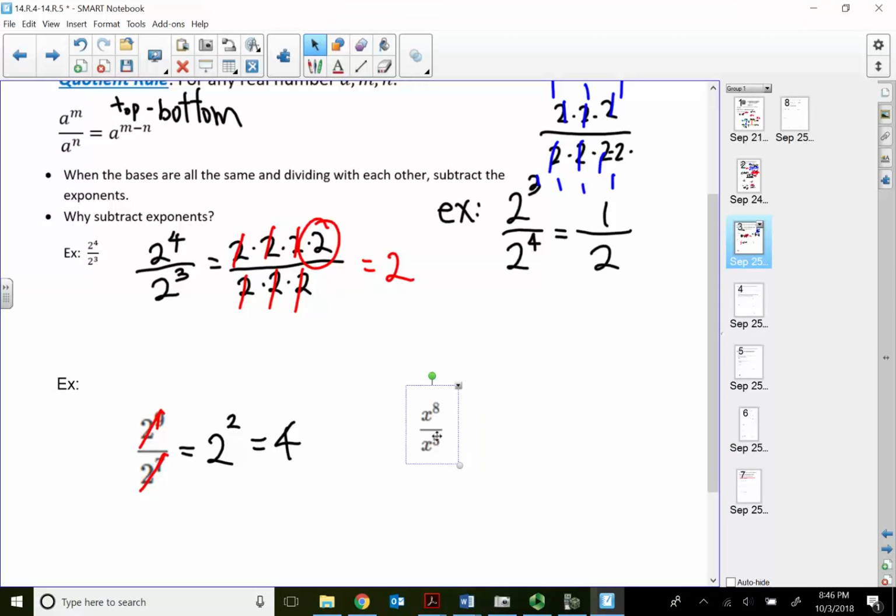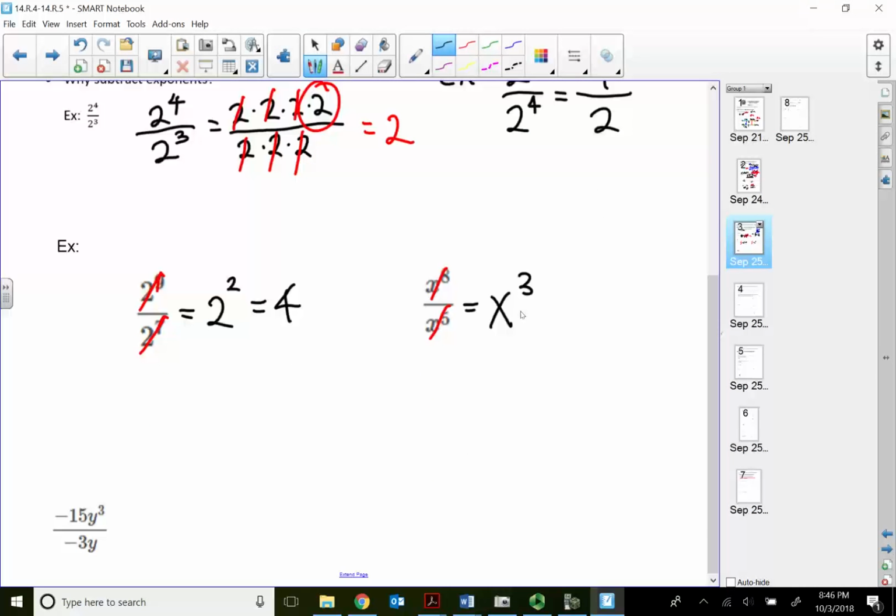Next, x to the 8th over x to the 5th power. So I have 8 x's on top, 5 of them in the bottom. When all the x's cancel out, how many x's should be left? You should have 3 of them left on the top. So that will be x times x times x, which is x to the 3rd. Subtract the exponents: top subtracts the bottom.